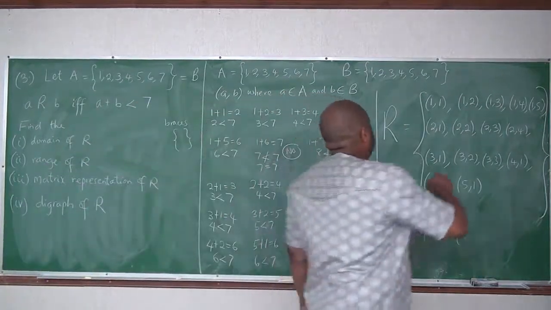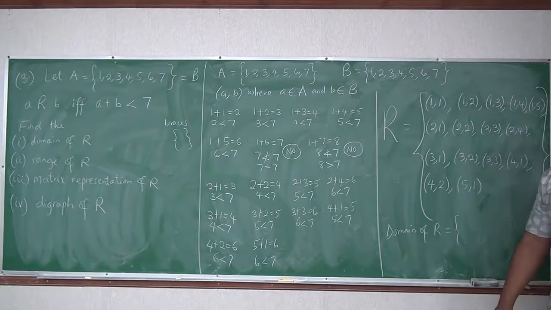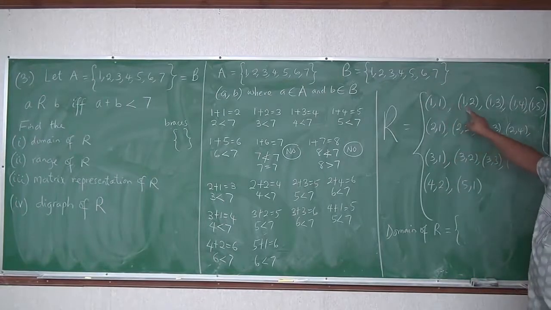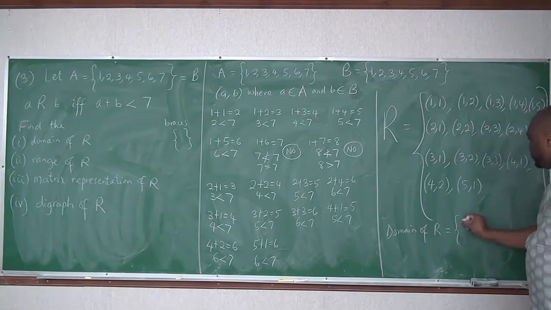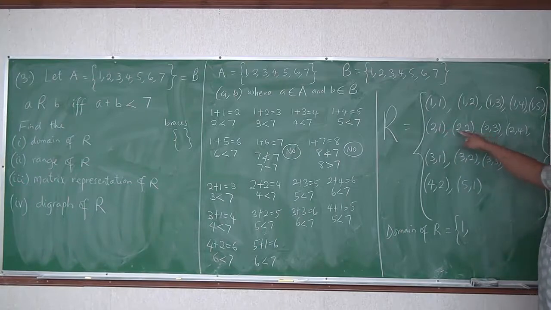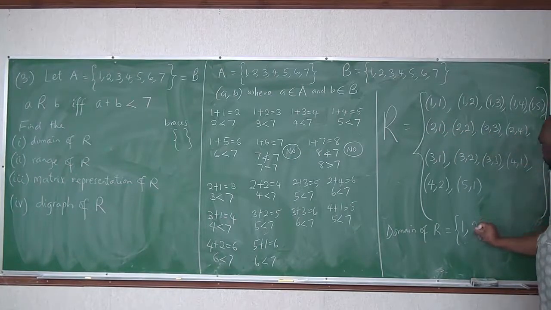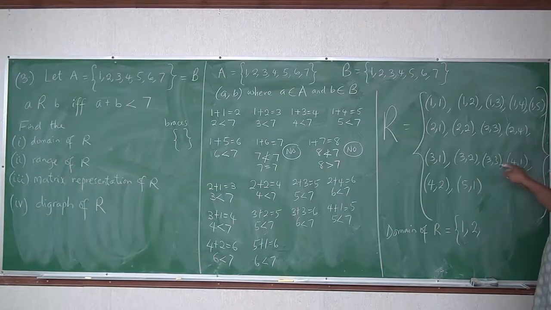So the domain here, we see 1, and we don't have to repeat it. We have 1, 1, 1, 1, 1, 1. We have 2, 2, 2, 2, 2. We have 3, 3, 3. We have 4, and we have 5. So the domain is a set: 1, 2, 3, 4, 5.